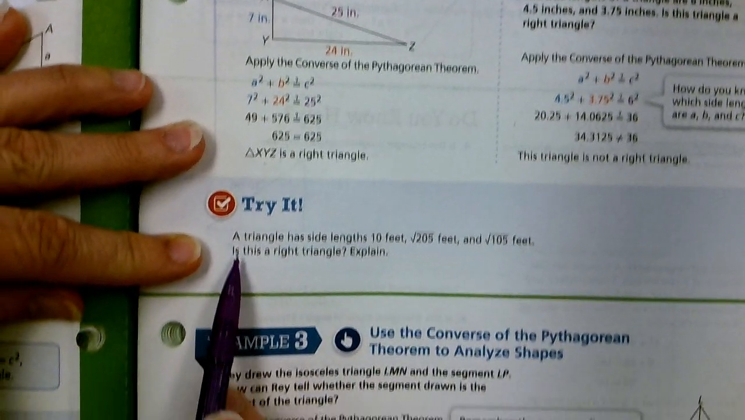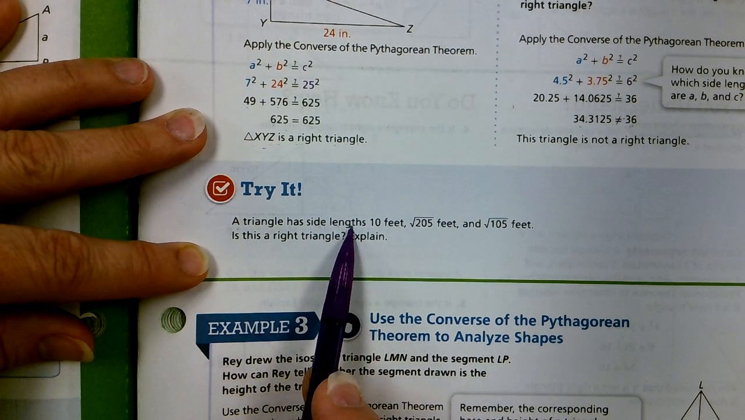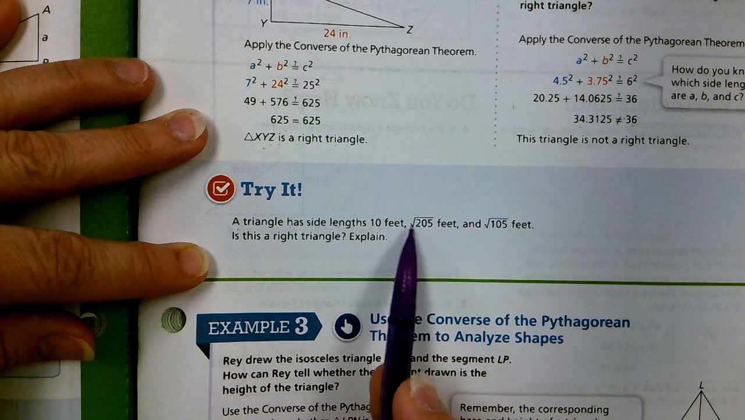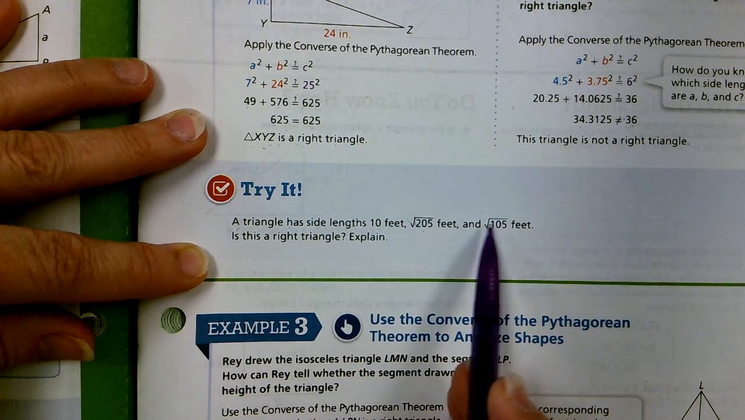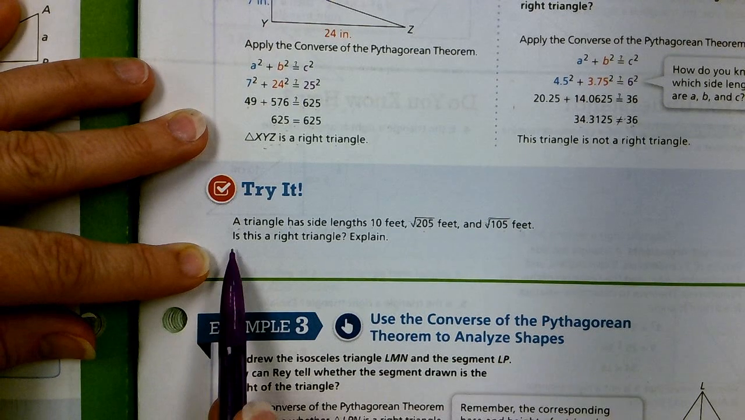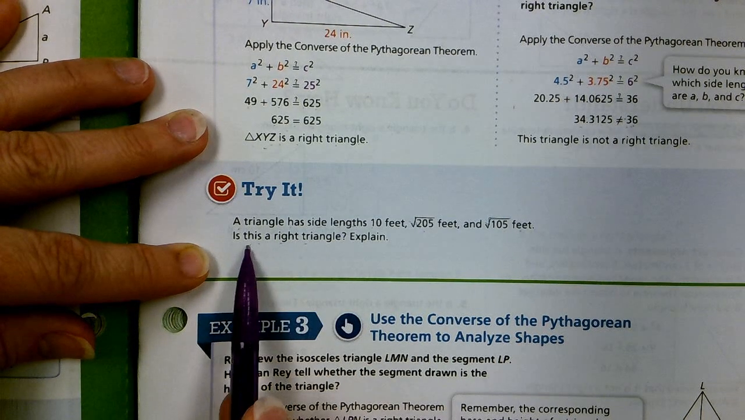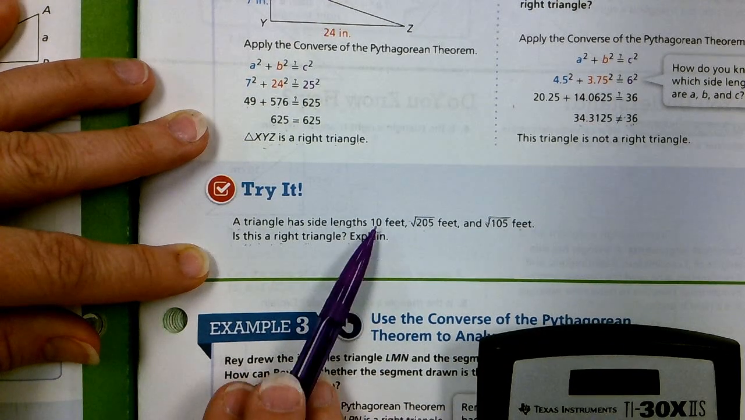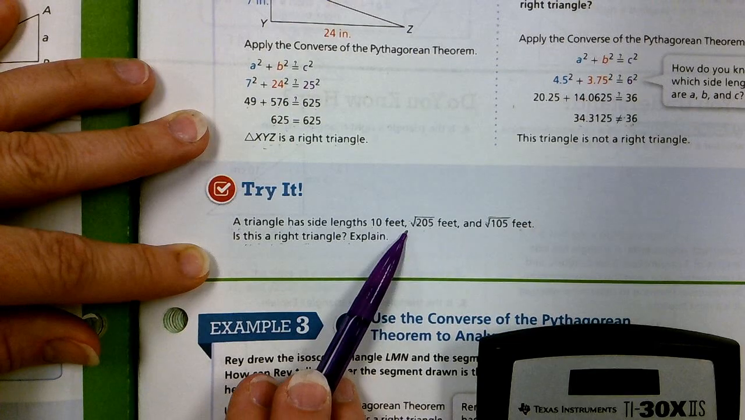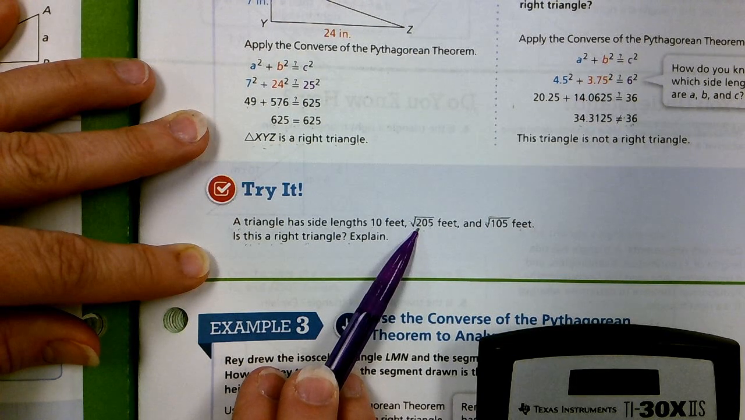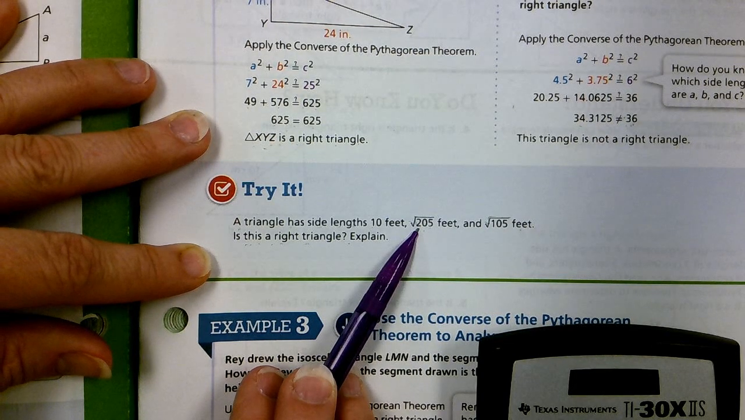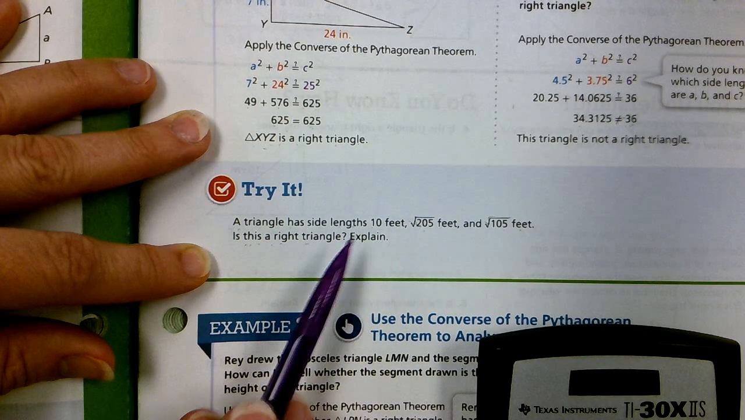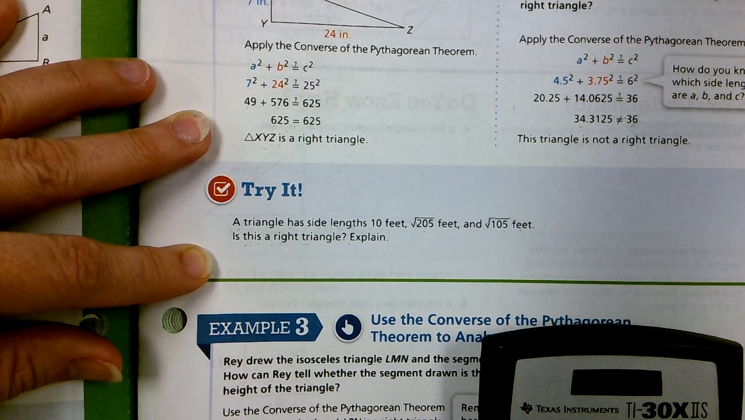Now we're going to go down to the triad. A triangle has side lengths of 10 feet, the square root of 205 feet, and the square root of 105 feet. Is this a right triangle? Explain. So the first issue that you have is if you know your numbers really well and you can do the square root in your head, which I doubt, no offense, you don't know which one's A, B, and C, okay? So I'm going to use my calculator to do second function square root 205, okay?